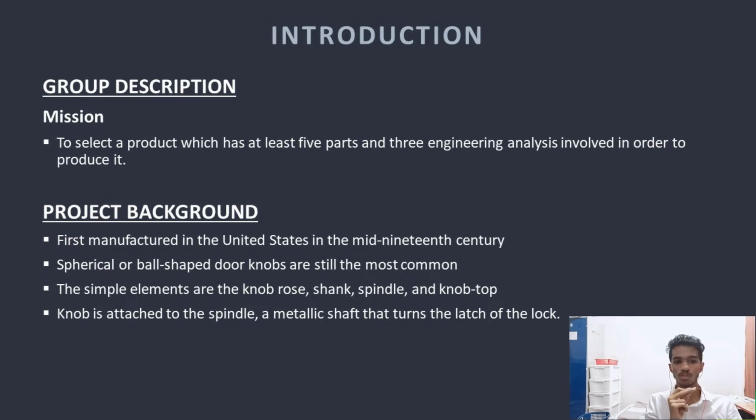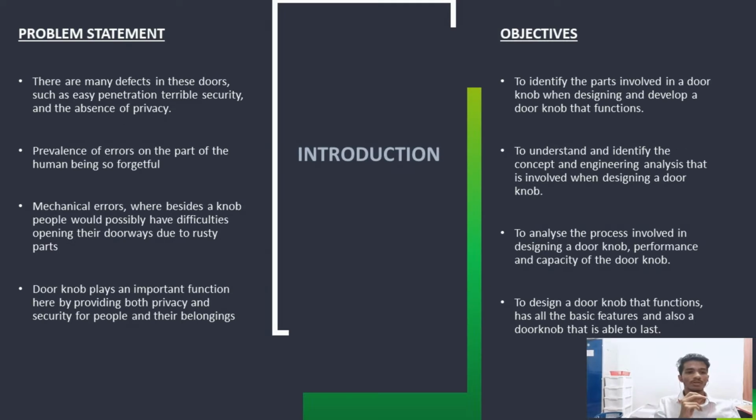Moving on to our project background, the doorknob was first manufactured in the United States in the mid-19th century. Spherical or ball-shaped doorknobs are still the most common, even though they are the hardest ones to twist. Simple elements are the knob rose, shank, spindle, and knob top. The knob is attached to the spindle, a metallic shaft that turns the latch of the lock. This is how a lock usually works.